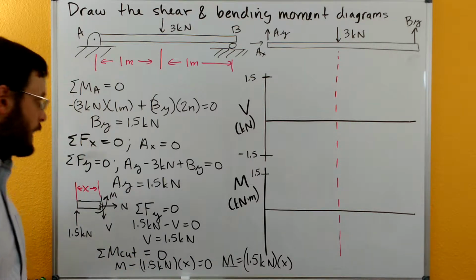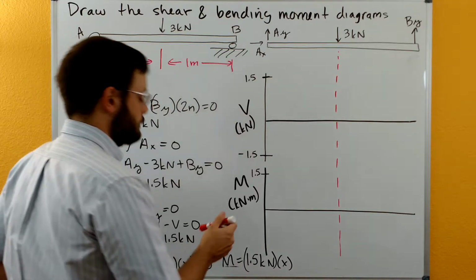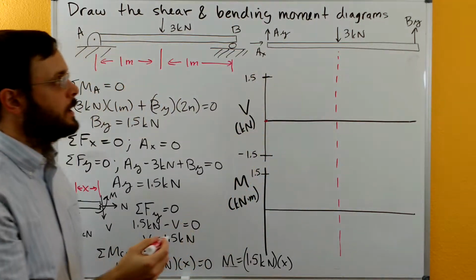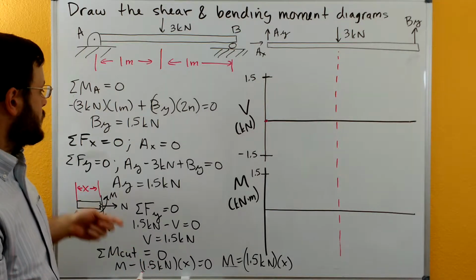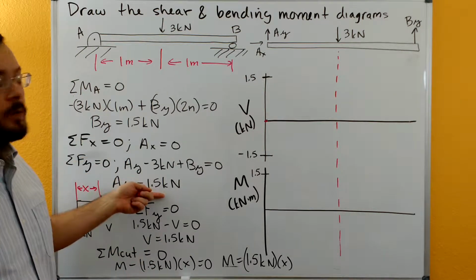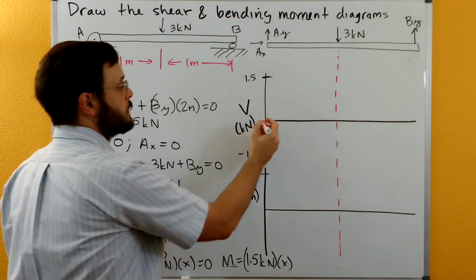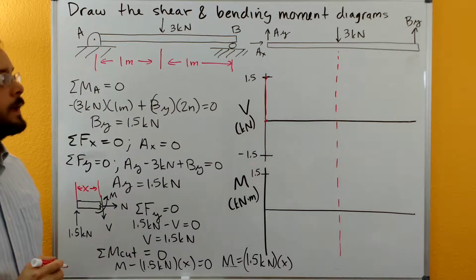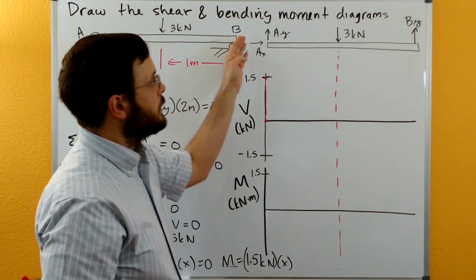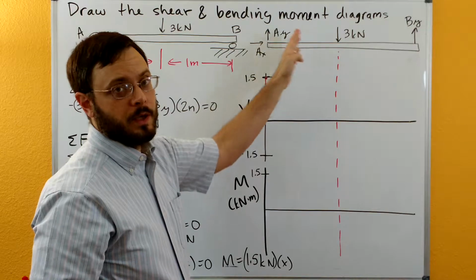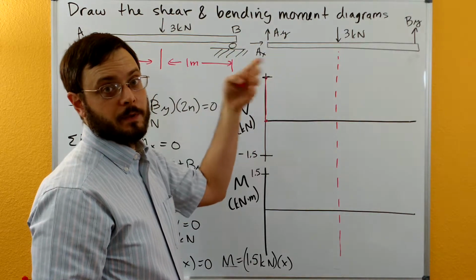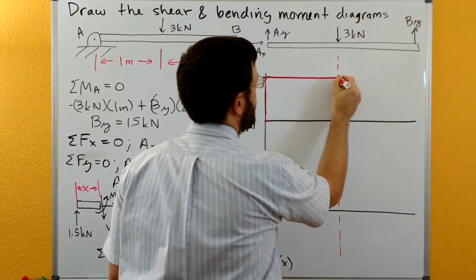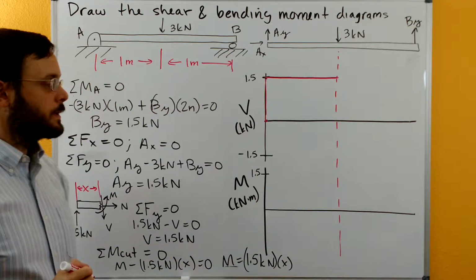So let's start at a shear of 0 and take a look at what we have in the beam. We immediately hit AY. AY is a positive 1.5 kilonewtons, and so that's going to take us from 0 up to 1.5 kilonewtons. Now we check the beam for any distributed load. We don't have any distributed load, so that means we have a 0 slope.